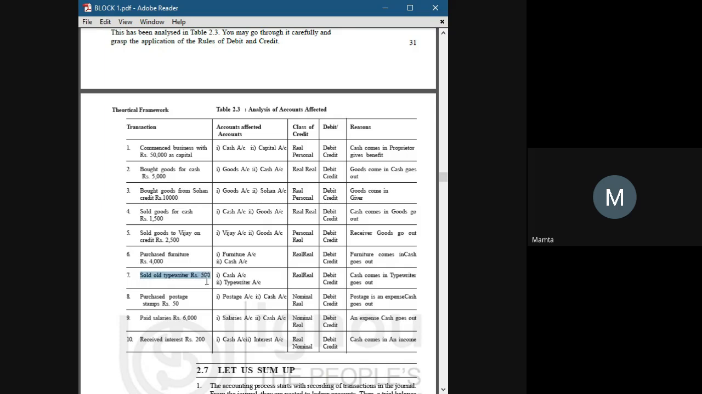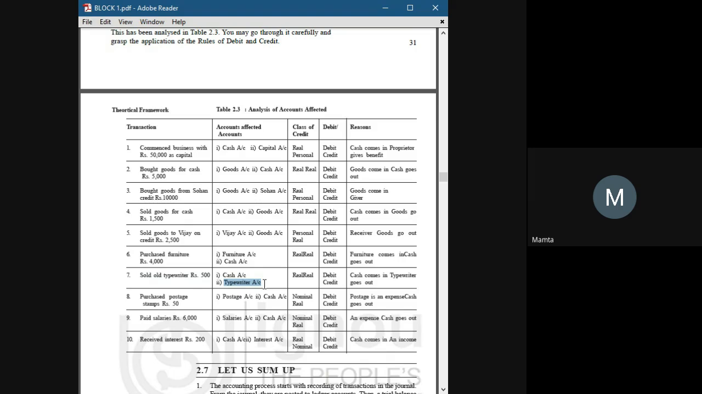Sold old typewriter, of rupees 500. Typewriter is an asset for a company. Now we have sold it. So when we sell it for 500, it includes cash account and the asset account, which is typewriter. Assets have different types of accounts, na?